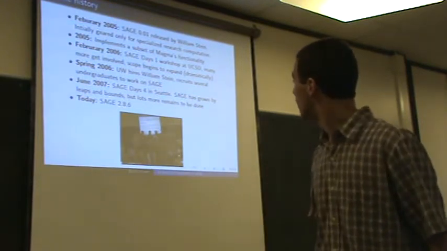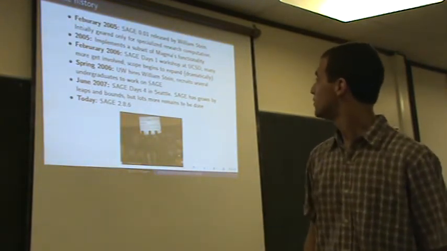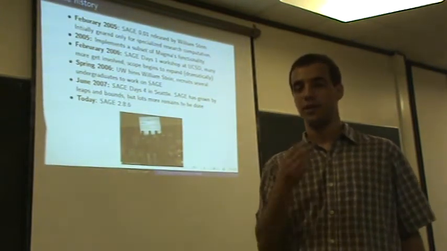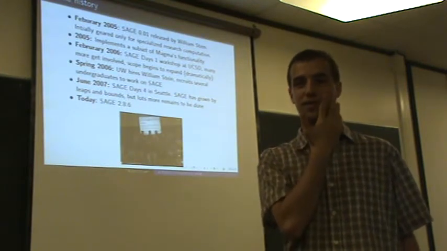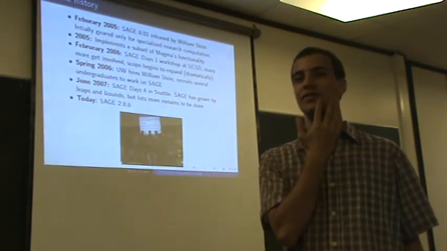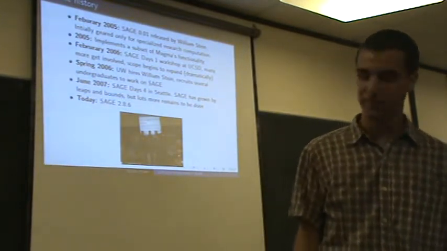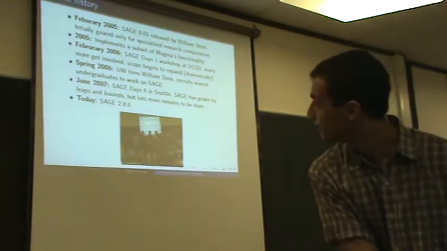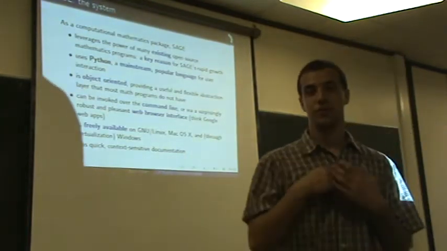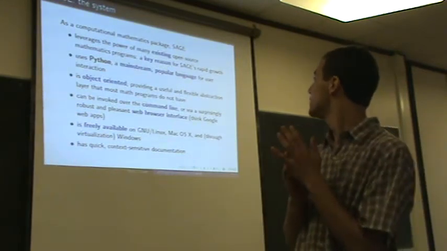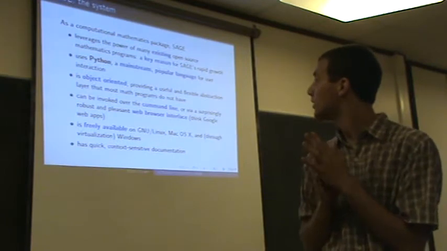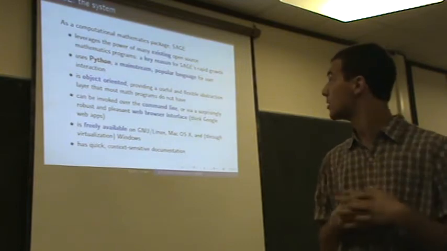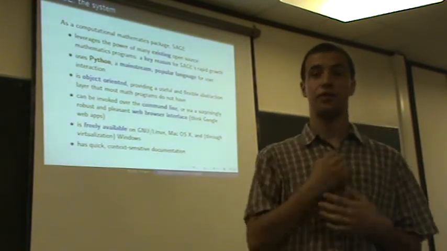Today we have Sage 2.8.6, which was released last week. There have been 154 releases of Sage since that February of 2005, so there's been a lot of work. It's a very fast-moving project with a lot of momentum, and it's very active. So it's very exciting. The system that you use when you use Sage leverages, like I said before, a lot of existing free open source programs so that we don't have to do a lot of the work.